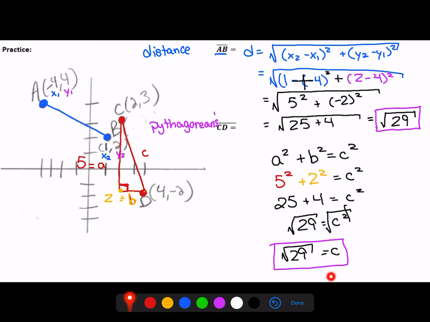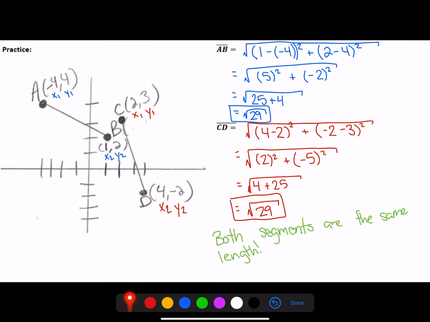Now in this method, I used Pythagorean's theorem. Would I have gotten the same exact answer if I used the distance formula for this one? Well, let's see. Looking at this, here's the distance formula with segment CD. So if I use the distance formula for segment CD, I would have gotten the same exact answer. So both segments are the same length. That's very important for us. So that is the distance formula. Make sure that you're comfortable with the actual equation itself, and then if you're not super comfortable, get used to Pythagorean's theorem as well. Either way works. I encourage you guys to know both of them.